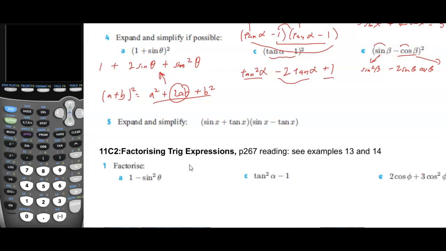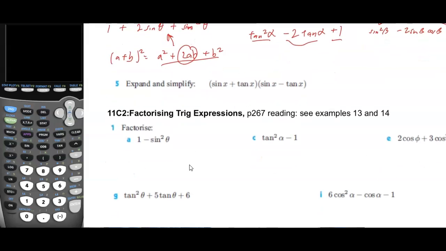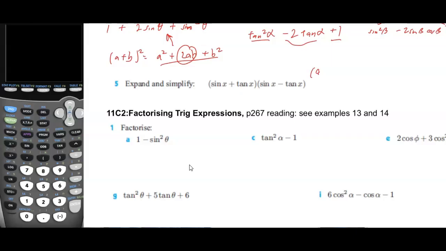All right. Expand and simplify sine x plus tan x and sine x minus tan x. Okay, so first I'll just do this without knowing the identity, which is a minus b times a plus b is actually equal to a squared minus b squared. Okay, first I'm just going to use FOIL. So I'm going to multiply these two together, I'm going to multiply these two together, and then I'm going to do the inside and the outside.